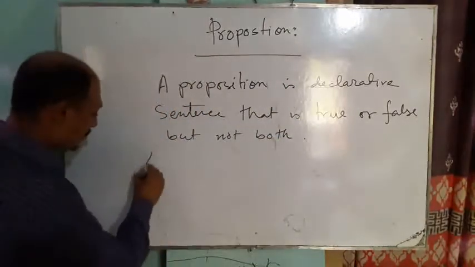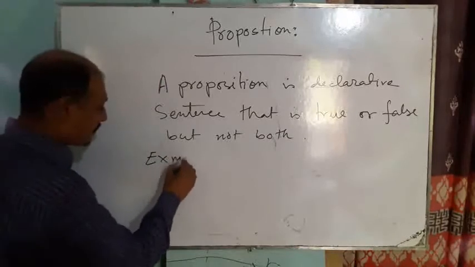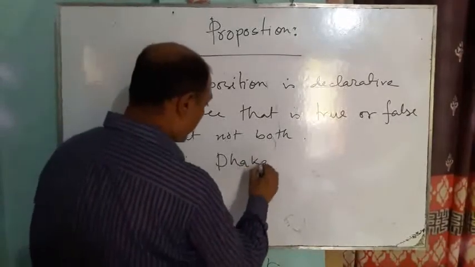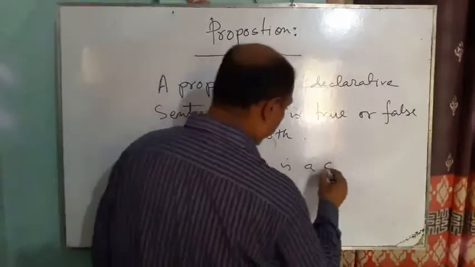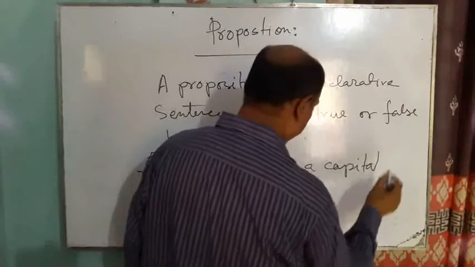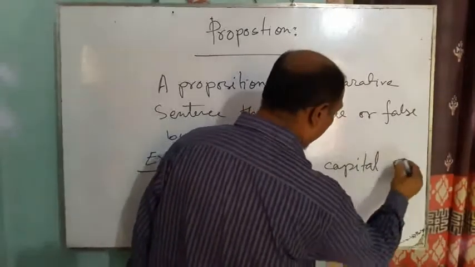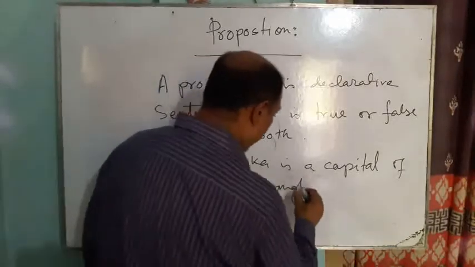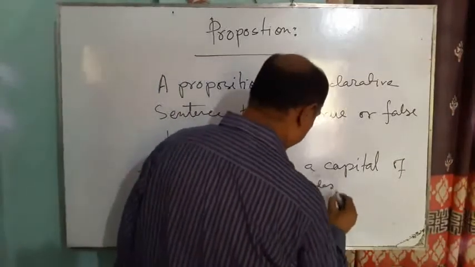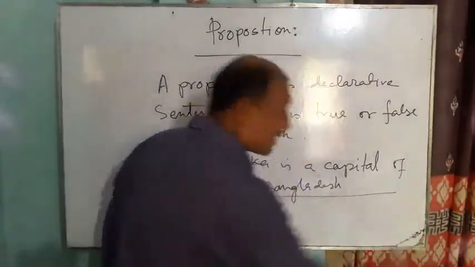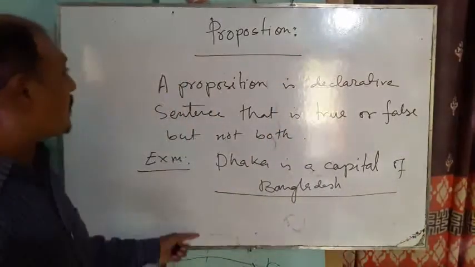Examples: Dhaka is the capital of Bangladesh. This is a declarative sentence. The sentence is called a proposition.